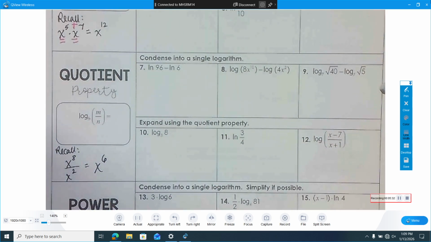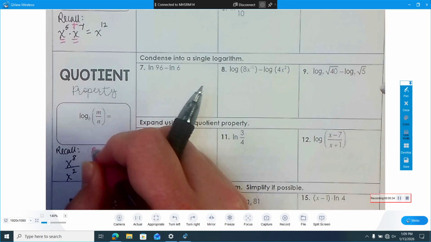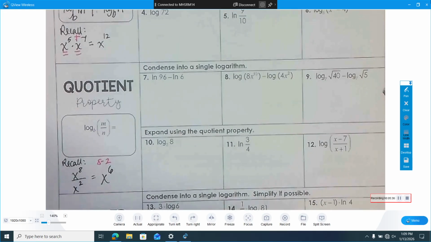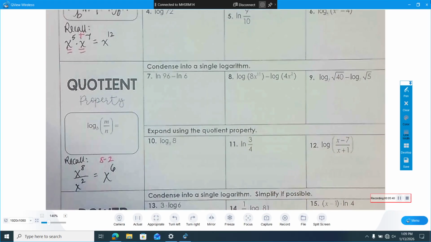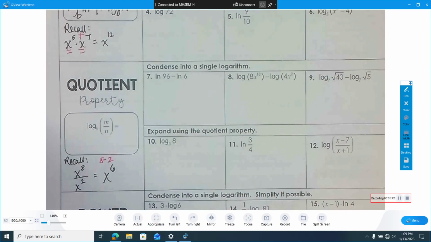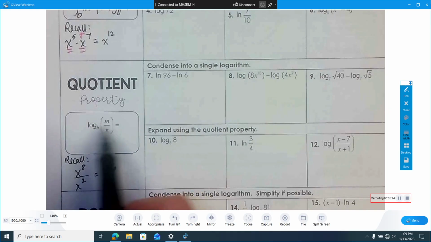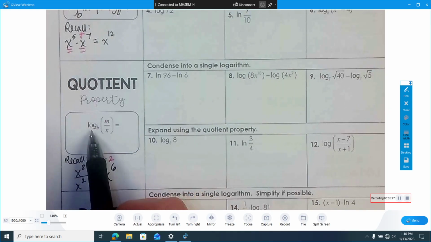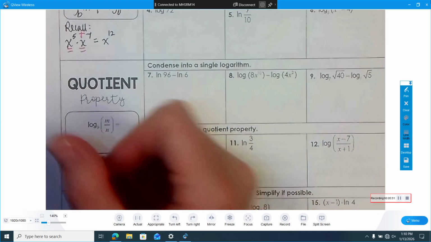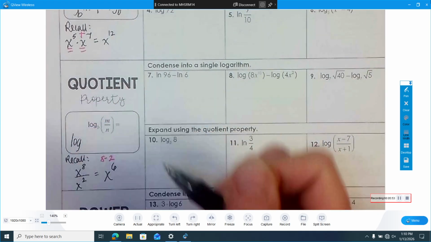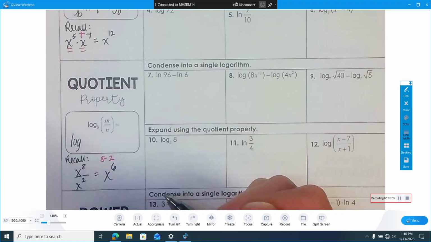What did we have to do to the exponents? Subtract. It was 8 subtract 2. So instead of up above where we were adding the exponents, we're subtracting the exponents. And so related here to logarithms, if I have a quotient trapped inside of a log, I can expand it using, what operation do you think?